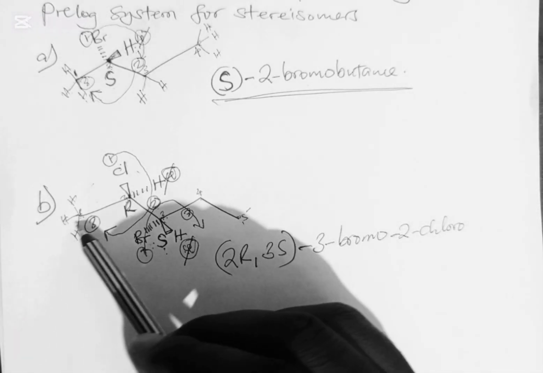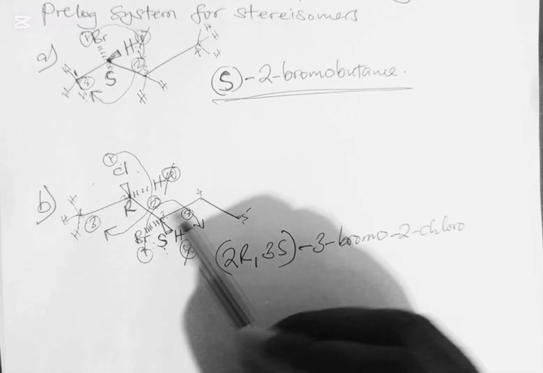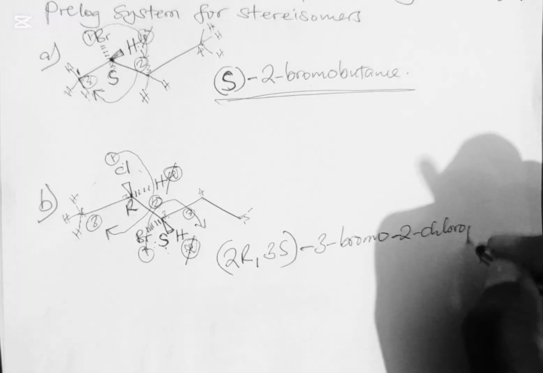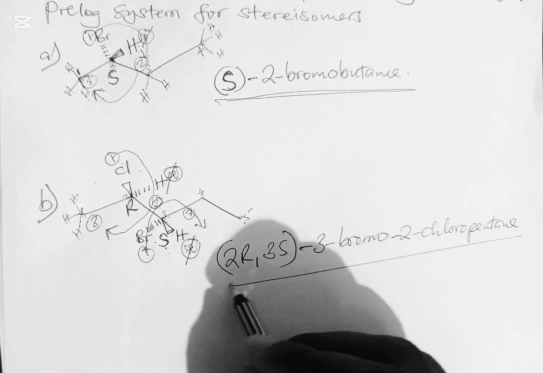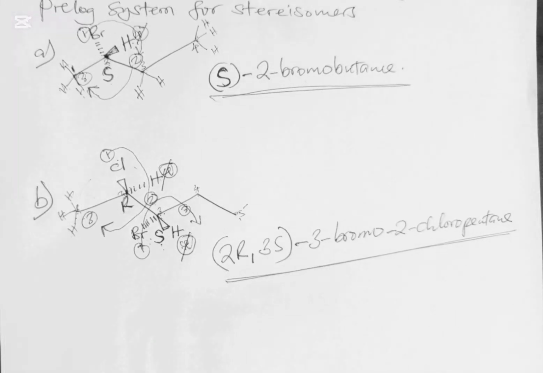Now, what is the name of the parent chain? It has got how many carbons? 1, 2, 3, 4, 5. So it becomes the pentane. So we're going to say pentane here. So this is the name of this compound here. I hope this helps.